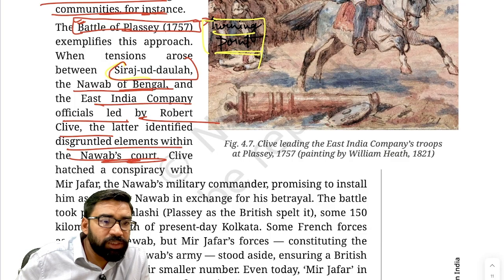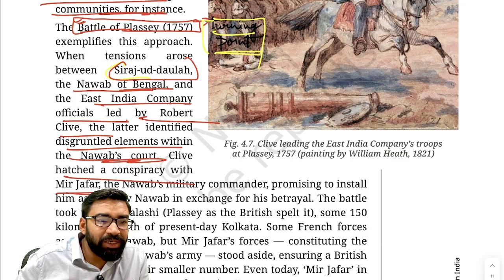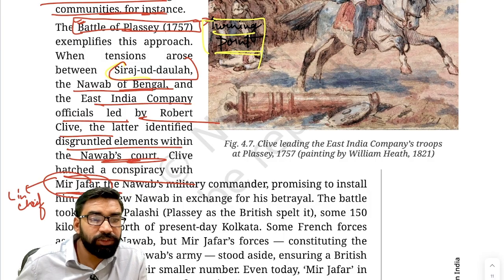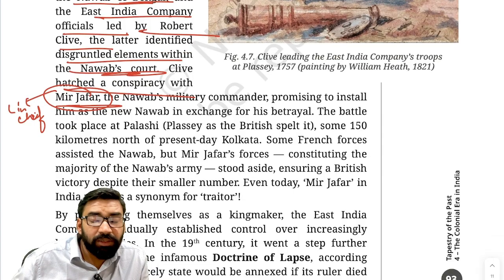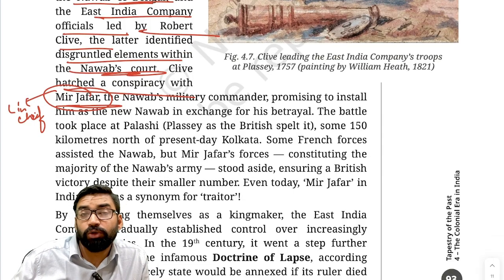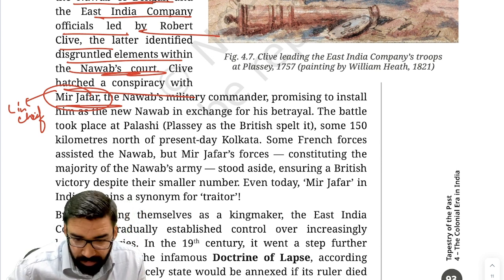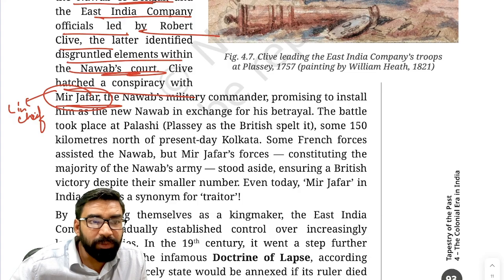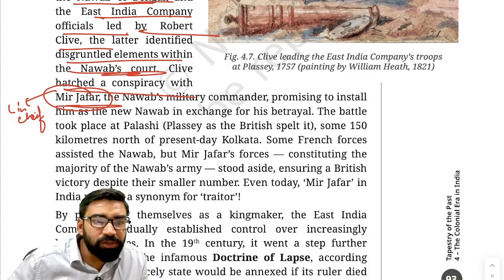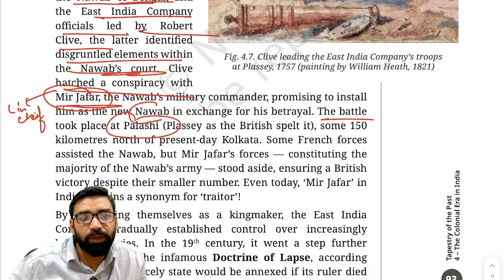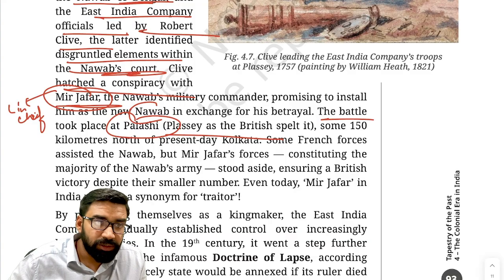So in this scenario, Clive conspired with Mir Jafar. Who was Mir Jafar? He was the commander in chief of Siraj-ud-Daulah. Clear? The East India Company, that means Robert Clive, promised Mir Jafar that they would make him Nawab of Bengal. They would install Mir Jafar as Nawab of Bengal, and because of this, Mir Jafar would betray Siraj-ud-Daulah, and this resulted in a battle called Palashi or Plassey. Clear? Battle of Plassey.